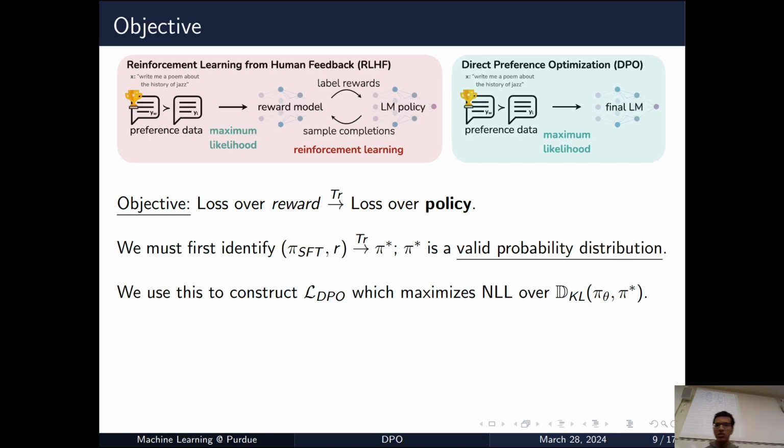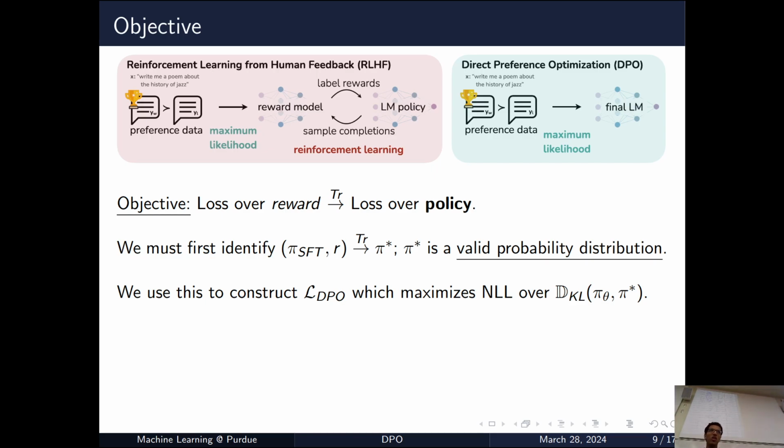Okay, so the overall objective that we want to achieve is to transform the loss that we are calculating over the reward. So instead of maximizing reward, we want to actually maximize the loss over the policy, right? Because the reward is a proxy of the actual implicit policy that we are trying to optimize against. So that's the overarching objective that we are trying to face here.